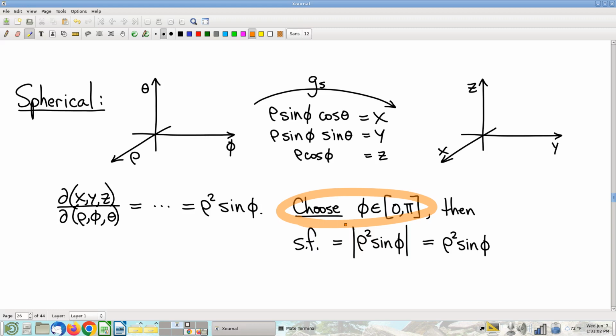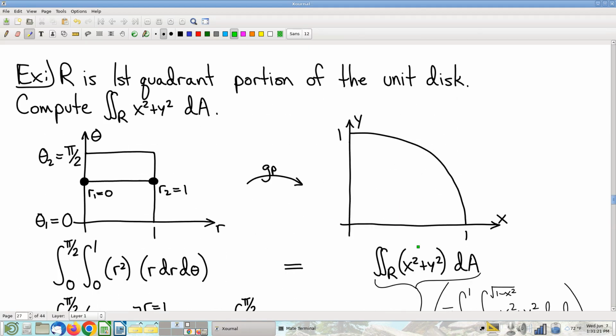So what this is saying is, don't do stuff that you shouldn't want to do anyway, and then you get the benefit of not having to deal with the absolute values that you didn't want to deal with anyway. It's win-win. So this is all good news. All right. Let's see an example.